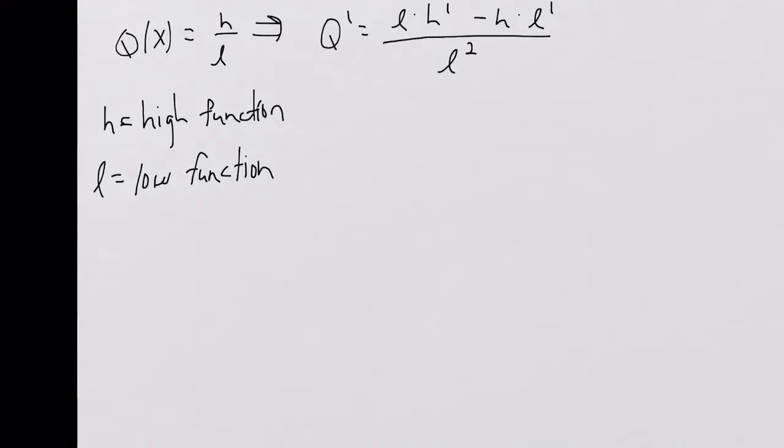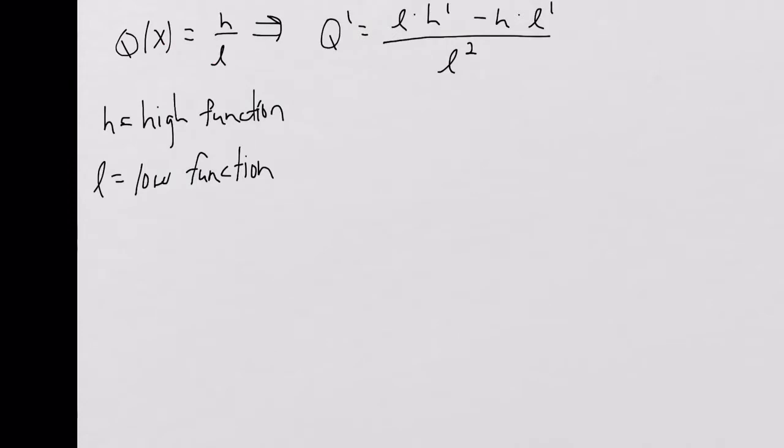Okay, so I'm going to quickly go through and prove what the quotient rule is, but I'm going to show you what the quotient rule is so that you can see where we're going when we work our way towards it. So if I have a function Q that is a high function over a low function, that's why I use H for high and L for low, because the low one is in the bottom. The derivative of that is the low function times the derivative of the high one minus the high times the derivative of the low all over the low squared.